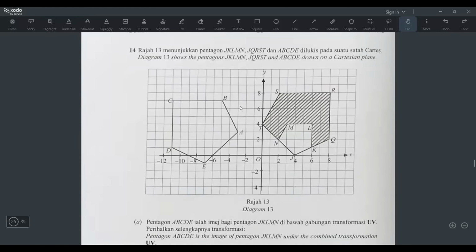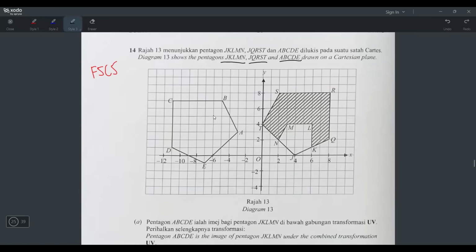Okay, number 14 now. Alright, what chapter is this? This is very obvious. It's Form 5, chapter 5. It's called the transformation chapter, right? Okay, let's read the question. Diagram 13 shows pentagon JKLMN, which one? Okay, this one, the small one. And then JQRST, which one? Okay, the big one. And then ABCDE, this one, drawn on the Cartesian plane.